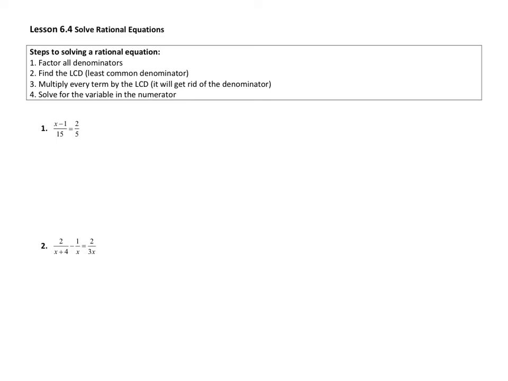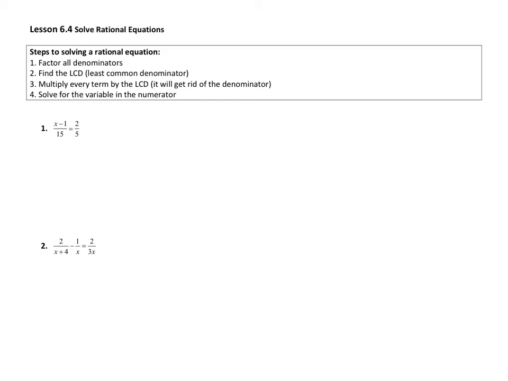So here we're going to look at how to solve rational equations, and the steps to follow are right here. We factor all denominators, then we find the LCD, then multiply every term by the LCD. This will get rid of the denominator and solve for the variable in the numerator.